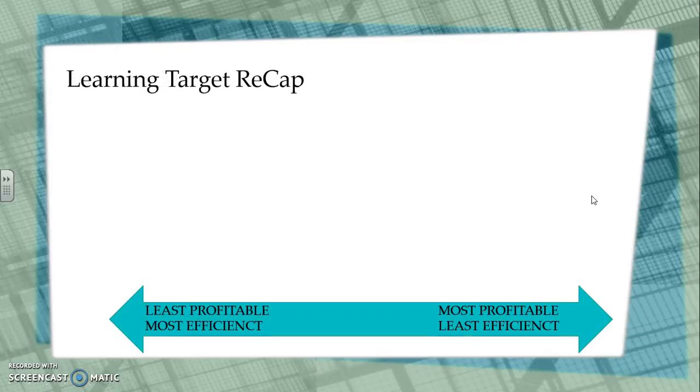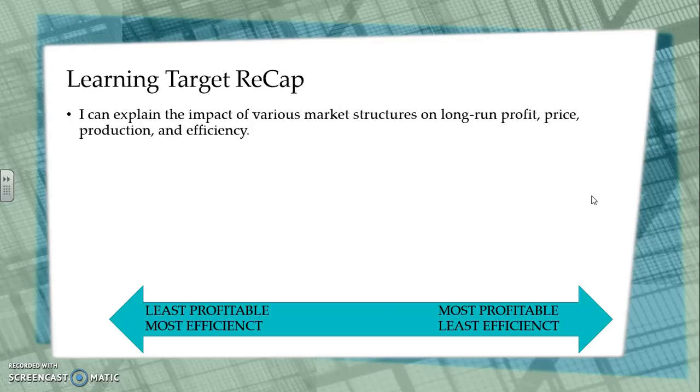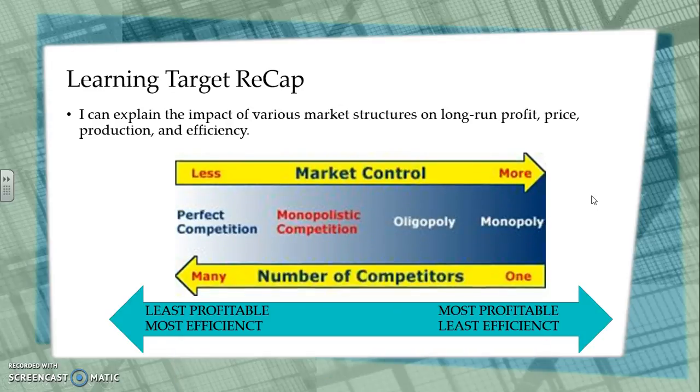So let's do a quick recap. I can explain the impact of various market structures on long-run profit, price, production, and efficiency. In order to do that, you need to take into account that the four different market structures have four different components when it comes to how profitable they can be, which affects their price, their production, and their level of efficiency. So, perfect competition is least profitable, but it's most efficient as far as the buyers are concerned.